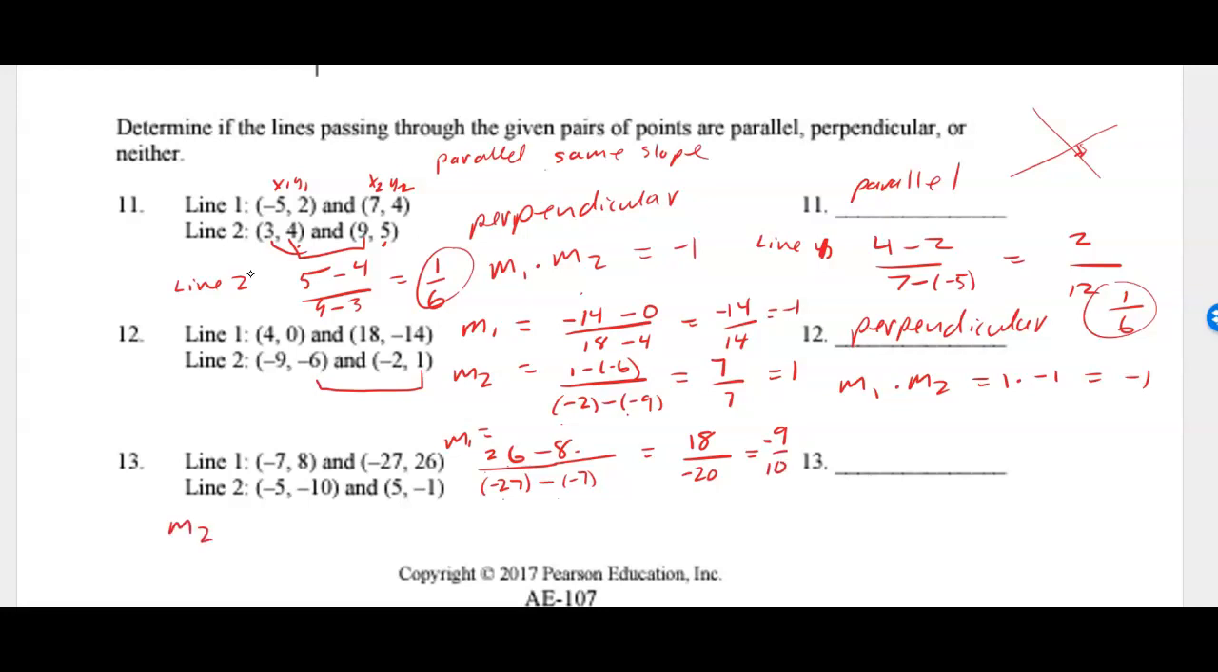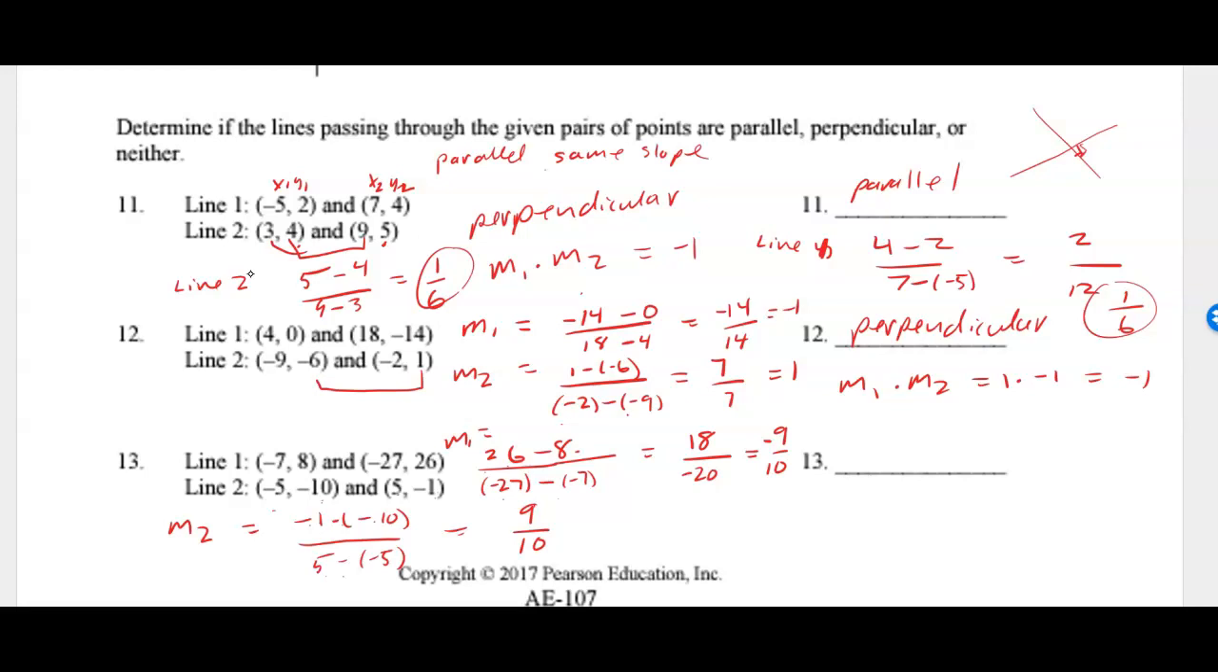For line 2, I get negative 1 minus a negative 10 over 5 minus a negative 5. This becomes negative 1 plus 10, which is a 9 over a 10. Now, let me double check this. Negative 1 minus negative 10. The difference between these two values is 9. Negative 1 minus a negative 10 will be negative 1 plus 10 will be a positive 9. 5 minus a negative 5 will be a positive 10. So I started to the right and went to the left. That means it's a positive difference. So I get positive 9/10 and negative 9/10.